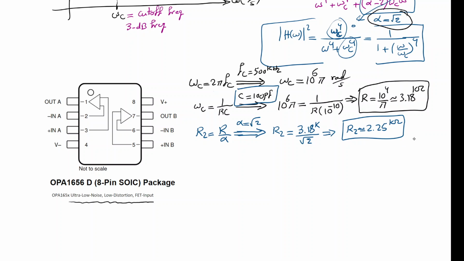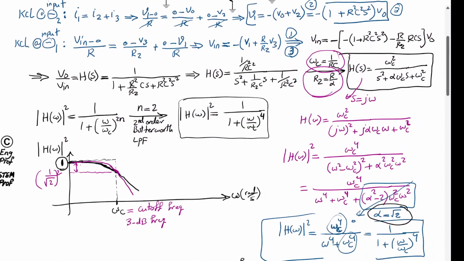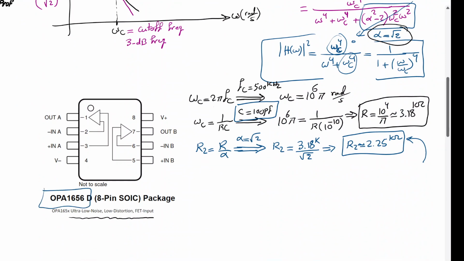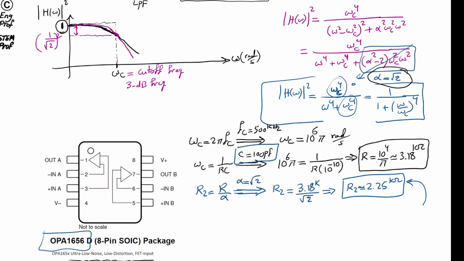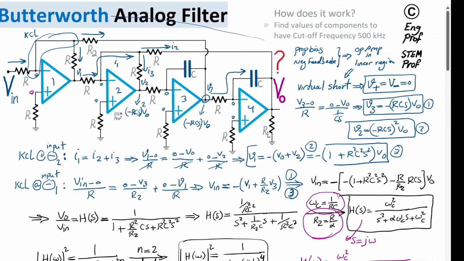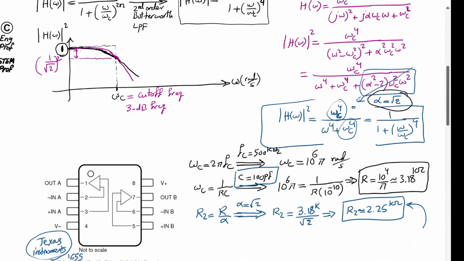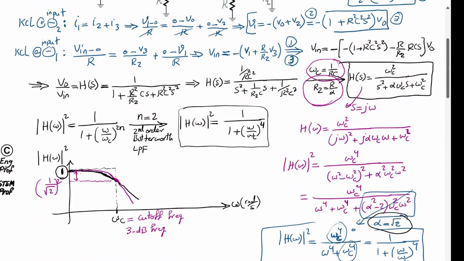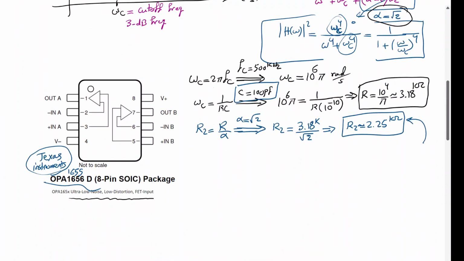So therefore, if in this circuit we set the values of cap to 100 picofarad, R to 3.2 kilo ohm, and R2 to 2.25 kilo ohm, with the Texas Instruments OPA1656 dual package op-amp, or if you want just one op-amp, that would be the OPA1655. So this is the Texas Instruments or TI op-amp. If we set the value of the components like this, and select properly the op-amp that we need, then the circuit will be ready for test and implementation. And this is realizing a second order Butterworth filter, and the transfer function from V in to V out is what we found over here with alpha equal to root 2.